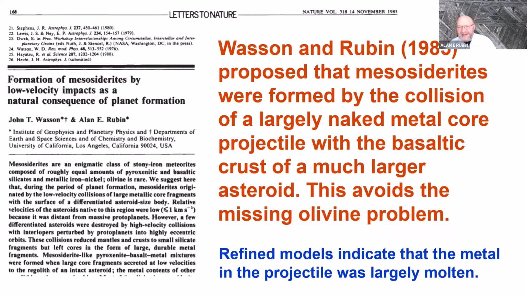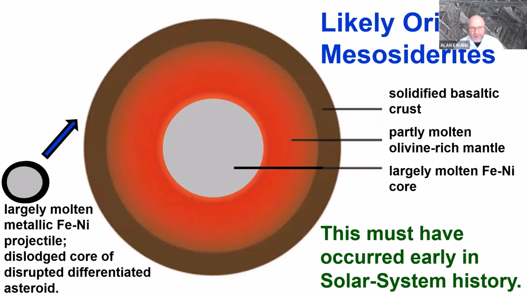Watson and Rubin in 1985 proposed that mesosiderites were formed by the collision of a largely naked metal core projectile with a basaltic crust of a much larger asteroid. This avoids the missing olivine problem because we don't penetrate the olivine mantle in the target asteroid. Refined models indicate that the metal projectile was largely molten, which leads to this refined model, which is the one I prefer for the likely origin of mesosiderites.